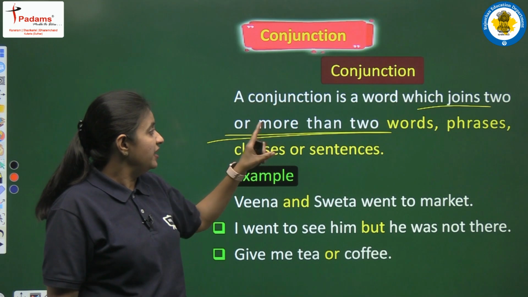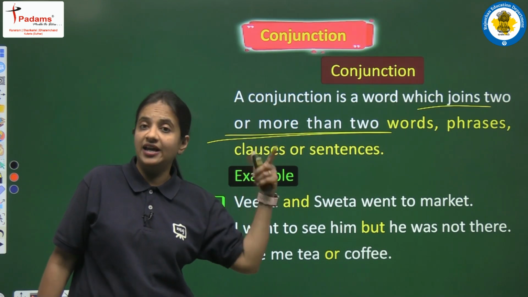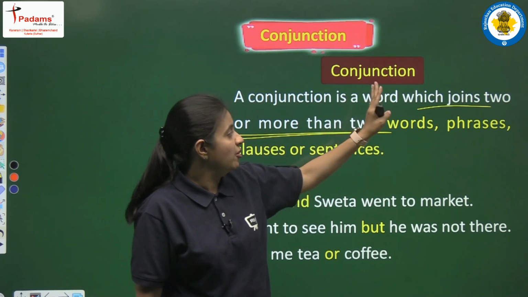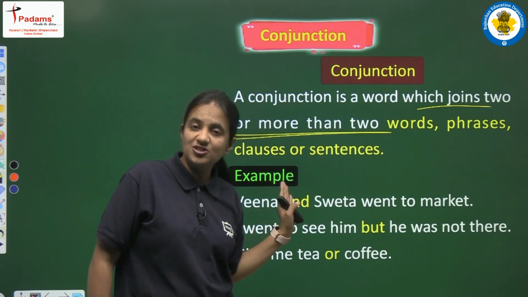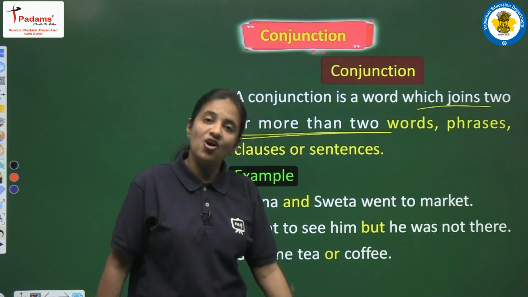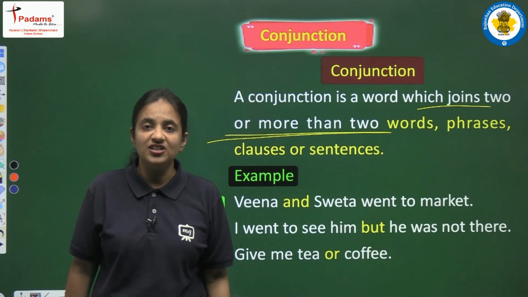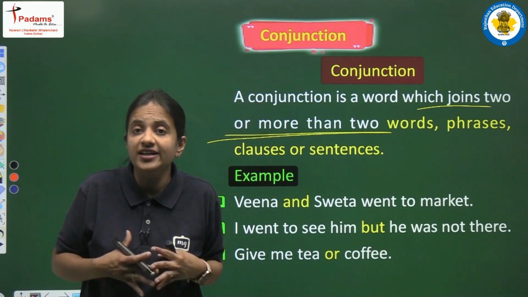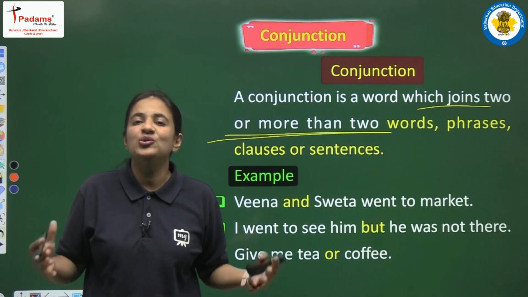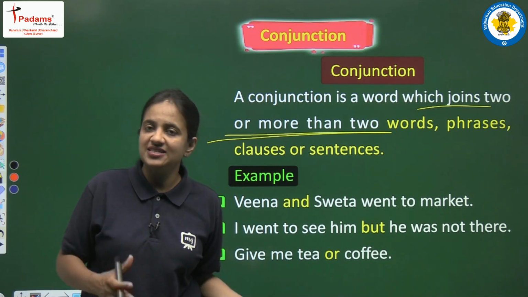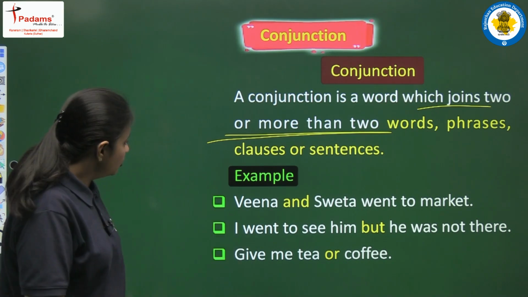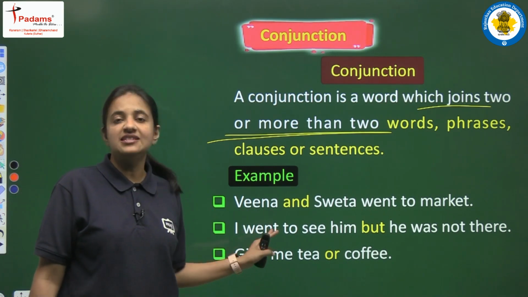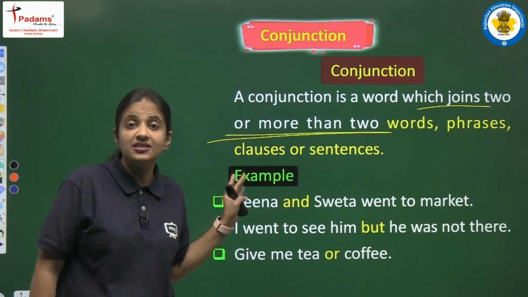So there may be two or more than two, and yes, there can be words, there can be phrases, there can be clauses, and there can be sentences also. So basically conjunctions are the words that join two or more than two different kinds of words, phrases, sentences, or we can say clauses. Clear? So let's have some sentences. Let's see some examples to make this clear.